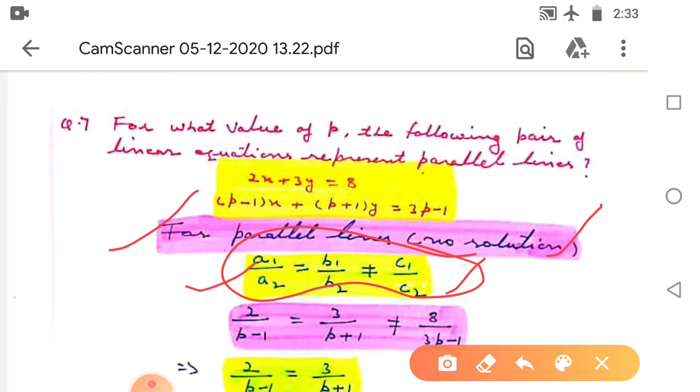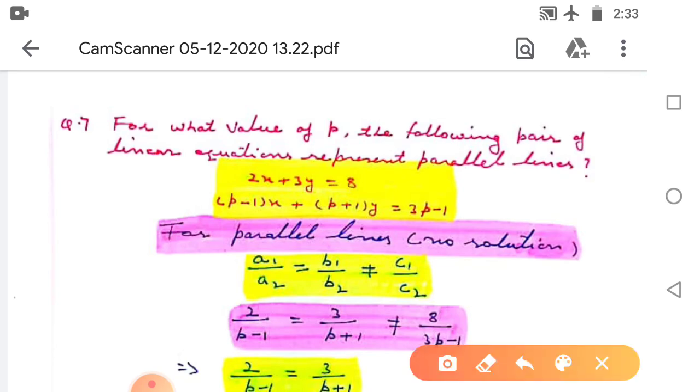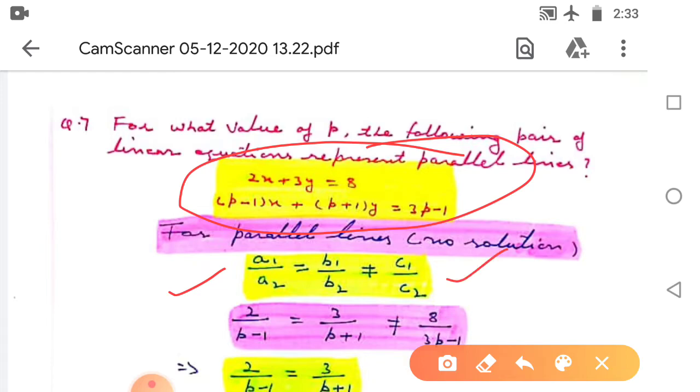Now from these two equations, put the values of a1, a2, b1, b2 and c1, c2 in this condition. So we get 2 upon p minus 1 is equal to 3 upon p plus 1 is equal to 8 upon 3p minus 1.